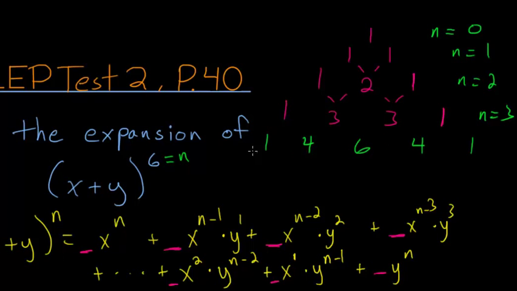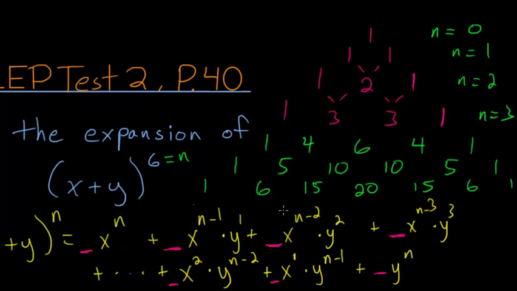So this is the fourth exponent. We have 1, 5, 10, 10, 5, 1. And then the n equals 6 row, the one we want, is 1, 6, 15, 20, 15, 6, and 1. So these are the coefficients we need. So I'll underline these. And now actually expanding this x plus y to the sixth.